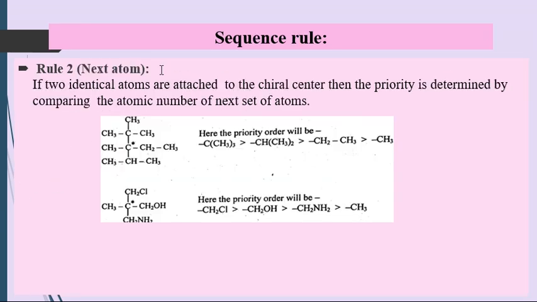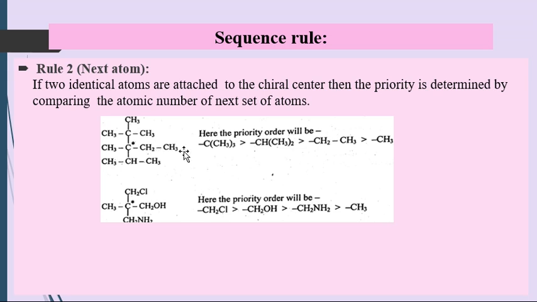Then rule 2, next atom. If two identical atoms are attached to the chiral center, then priority is determined by comparing the atomic number of the next set of atoms. Here, if this is the chiral center, then here all are carbon atoms. Then first priority is given to this carbon which is attached to three other carbon atoms. These directly attached atoms are carbon. Then see the next atoms. Here this carbon is attached to the next three carbons.